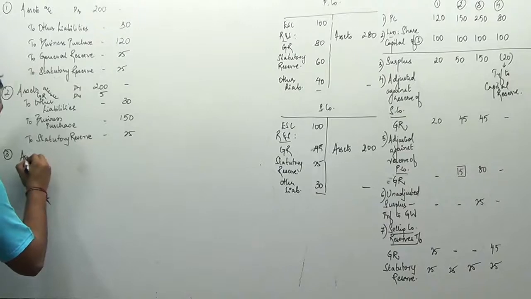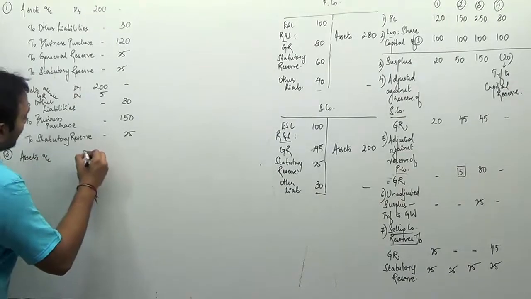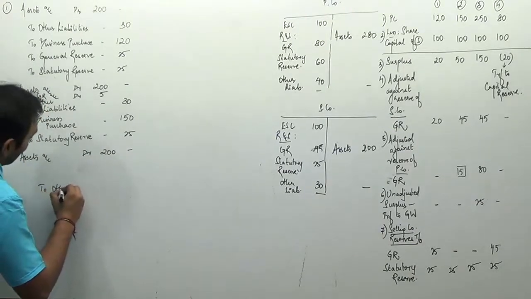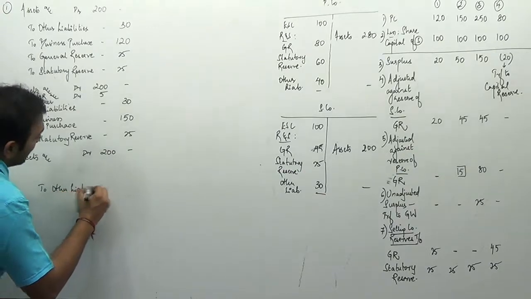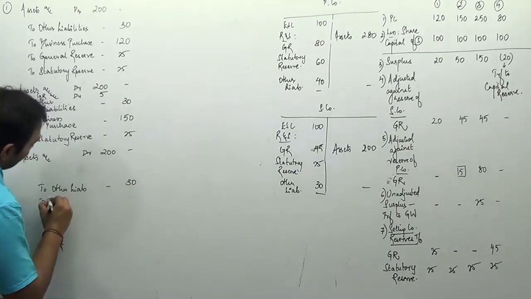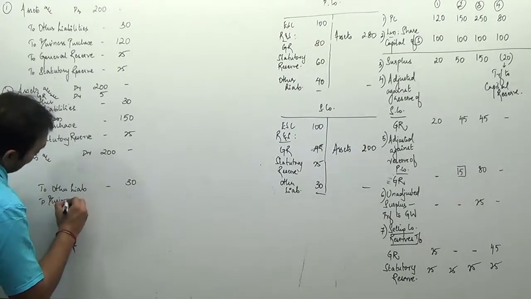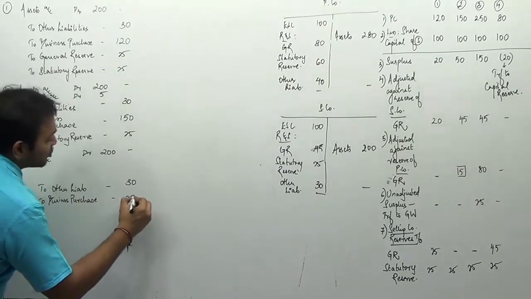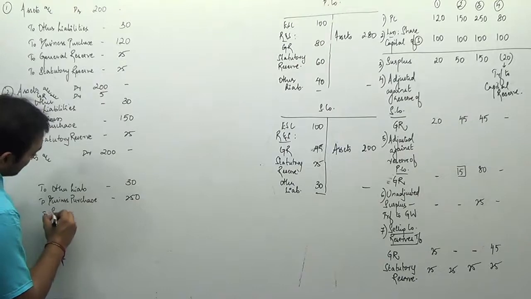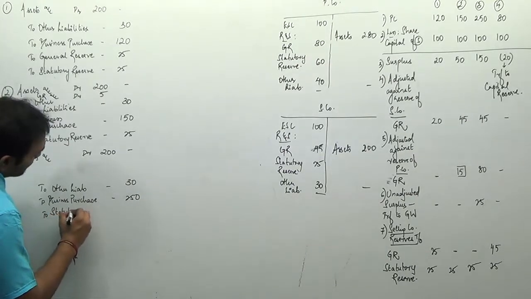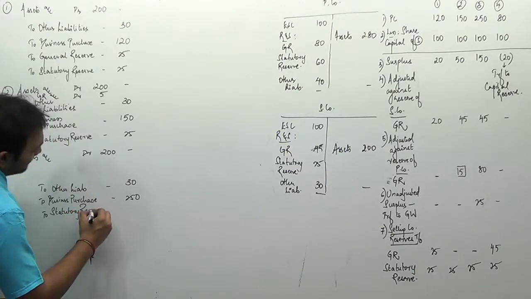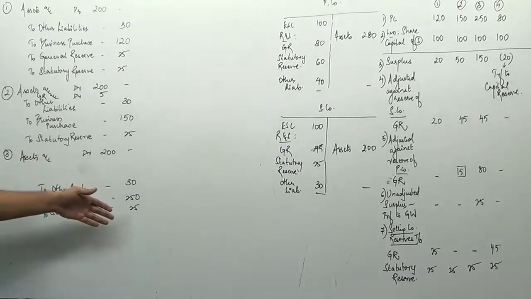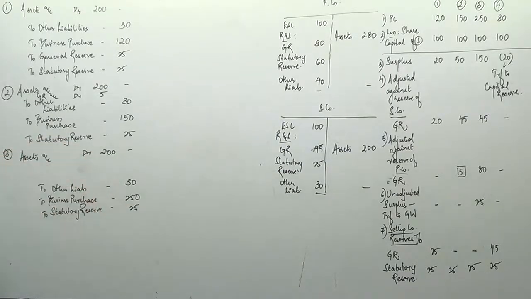Third entry, assets account debit. Taking over an asset of 200. To other liability is 30. To business purchase. What is the second, third assumption? Purchase consideration is 250. What are the reserves taken over? Compulsory reserve to be taken over is statutory reserve. There is no escape from this. 25. Is your entry tallying? No. You basically have almost 105 debit, which is in excess.